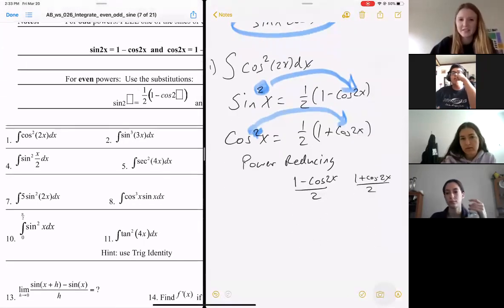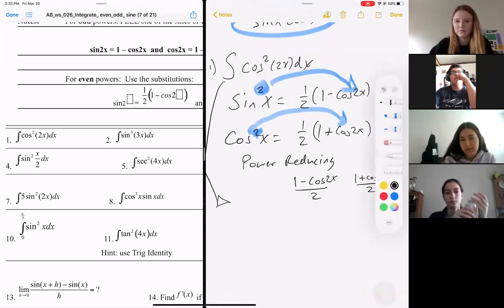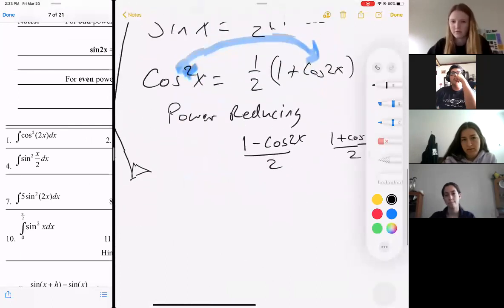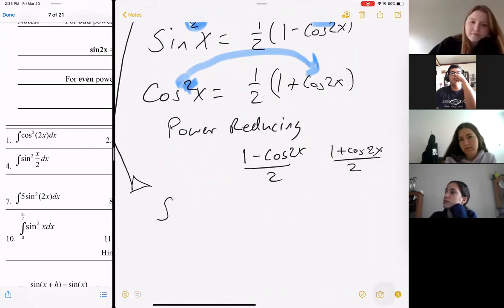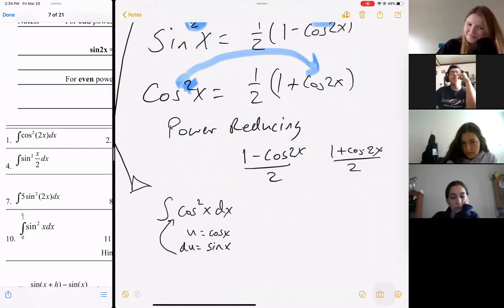So knowing this idea here, we can do this problem over again. Now, why can't we use u substitution on this previous problem? If I go ahead and try it, nothing cancels out. Like if I take the integral of cosine squared x dx, if I say u is cosine of x, du is sine x. Do you guys see any sine x to cancel out? No, right?